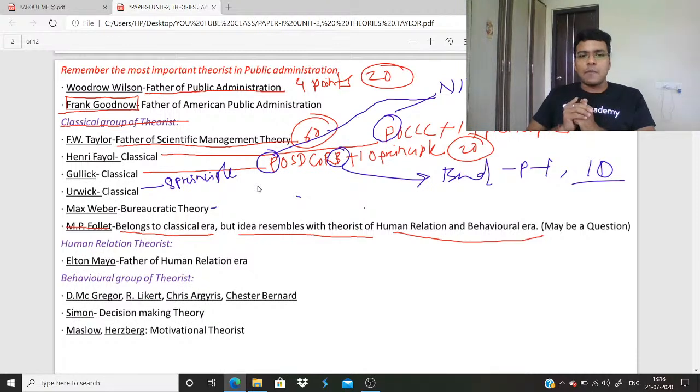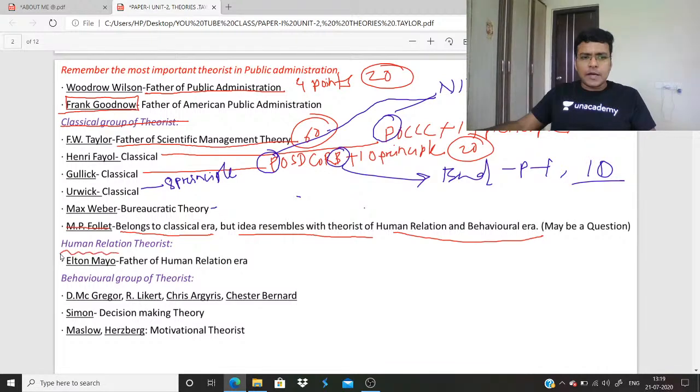MP Follett belongs to the classical era, but she is not on the same page with the other classical theorists. She never believed in positional authority as proposed by the classical theorists. She never believed in orders from the person. She believed in functional order, situational order. The classical theorists avoid conflict, but MP Follett said that no, conflict is inevitable in an organization, and the way you deal with the conflict makes it productive or destructive. So in this way, MP Follett is not along with other classical theorists. So she is regarded as a bridge between classical theorists and human relation and behavioral theorists. This is a question.